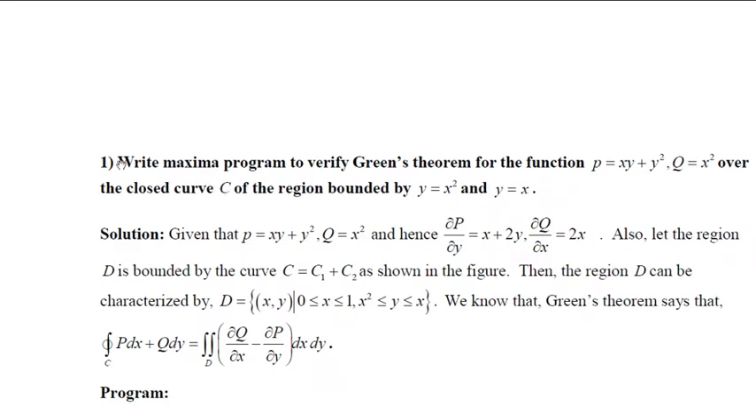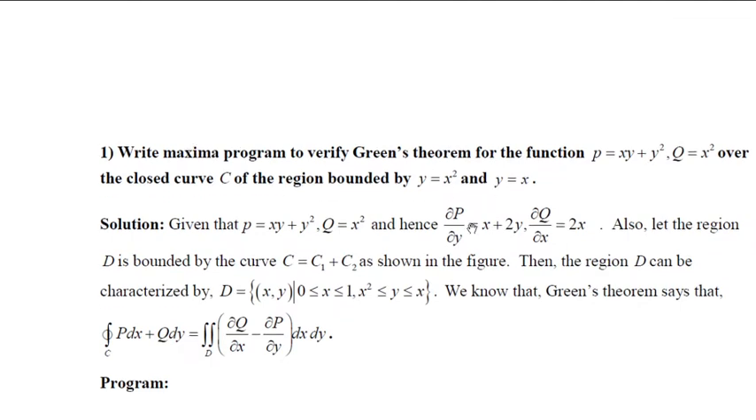Now, let's see the first problem. We need to write a Maxima program for the function where p equals xy plus y square and q equals x square, over the closed curve C, which is a curve bounding the region y equals x square and y equals x.